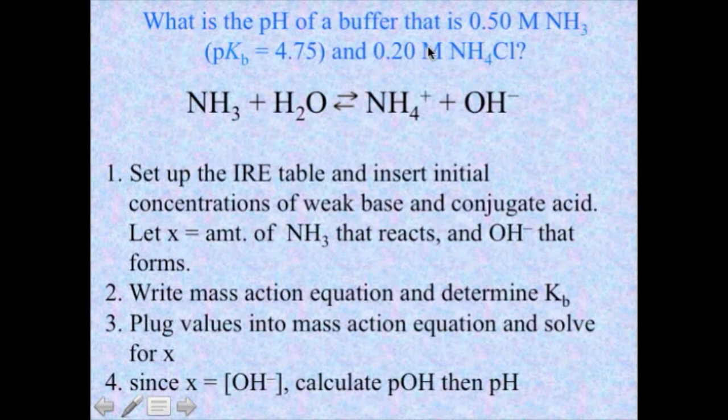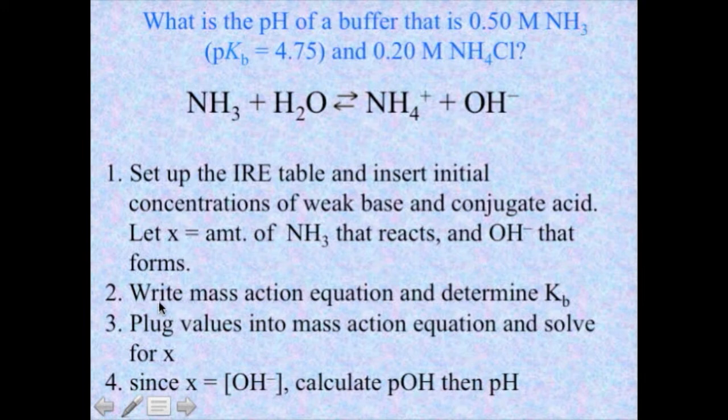So here's another question. What is the pH of a buffer that is 0.5 molar in ammonia with a pKb of 4.75 and 0.2 molar in ammonium chloride? Here's the equilibrium focusing on ammonia reacting with water to form ammonium ion and hydroxide. Now, instead of using the Henderson equation, we can also approach this by setting up the ICE table and inserting initial concentrations of weak base and conjugate acid. We let X equal the amount of ammonia that reacts and the hydroxide ion that forms.